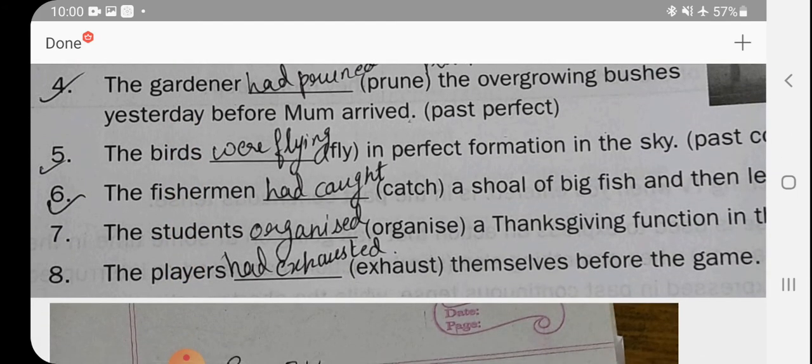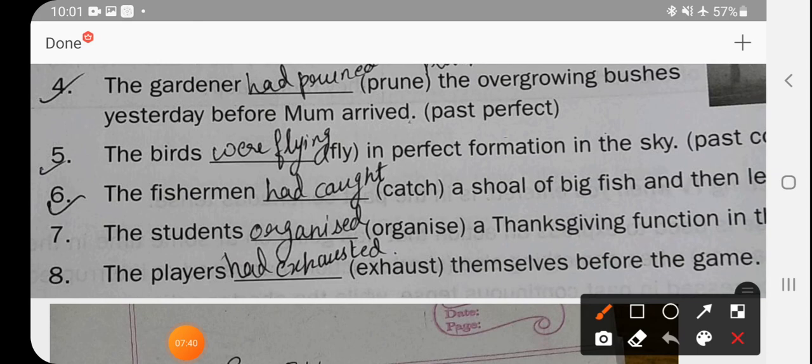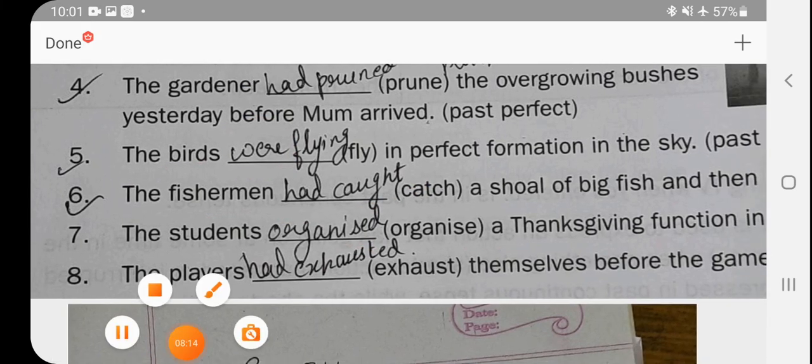The birds fly. It is past continuous. Now here remember, the birds is a plural subject, so we have added were. The birds were flying. The fisherman. You have to convert this into past perfect, so add had and the third form. The third form of catch is caught, had caught. The students organize. Simple past means the second form of organize, which is organized. And the players, again the past perfect of exhaust is had exhausted.